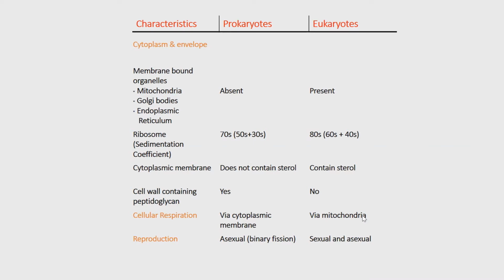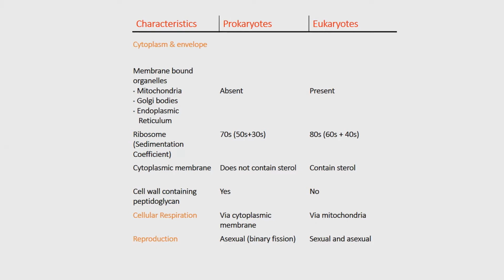And cellular respiration, in case of bacteria, occurs via the cell membrane. Most of us already know that in our case, cellular respiration or metabolism occurs in the mitochondria, whereas bacteria do not have mitochondria, so cellular respiration occurs in the cytoplasmic membrane.